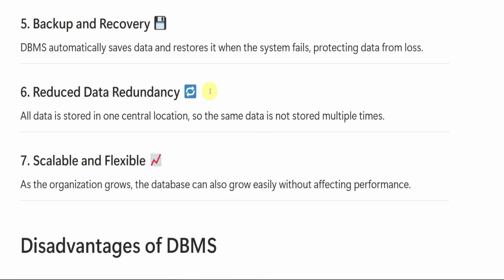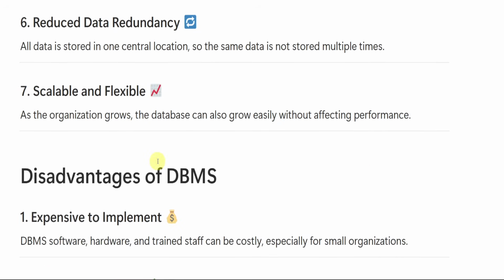Reduced data redundancy. So the same student data is not stored many times. Getting my point? For example, instead of storing one customer's details in 5 files, DBMS stores it once and all systems use the same record. We cannot keep the same customer in 5 different files.